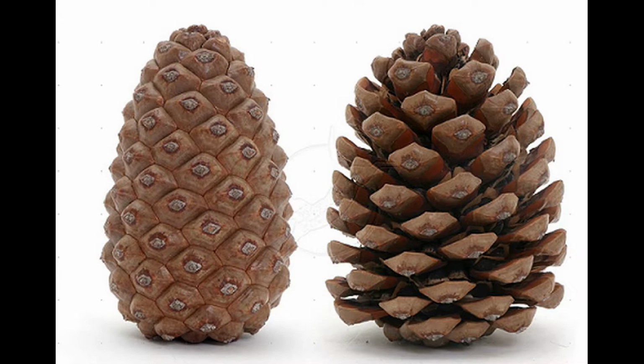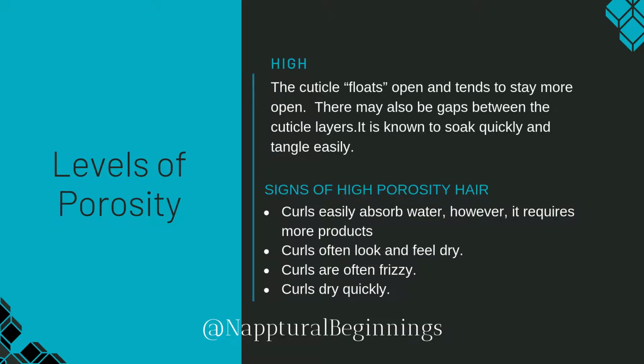Now consider the pine cone on the right with the open needles. This is representative of high porosity hair. The cuticle floats open and tends to stay more open. There may also be gaps and spaces in between the layers. These curls easily absorb water, often look and feel dry quickly, and are often very frizzy.